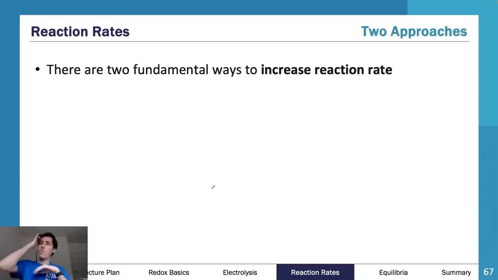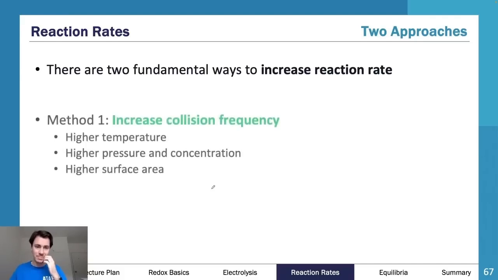Now, what are the two fundamental ways to increase reaction rate? So then we start to talk about, hey, reaction rate, we've talked about correct orientation, we've talked about sufficient energy. Now, what about increasing our reaction rate? And there are two approaches to this. What are our two approaches to increasing reaction rate? Because we want things to go fast. It's reality. We don't want things to go slow. We want things to go fast.